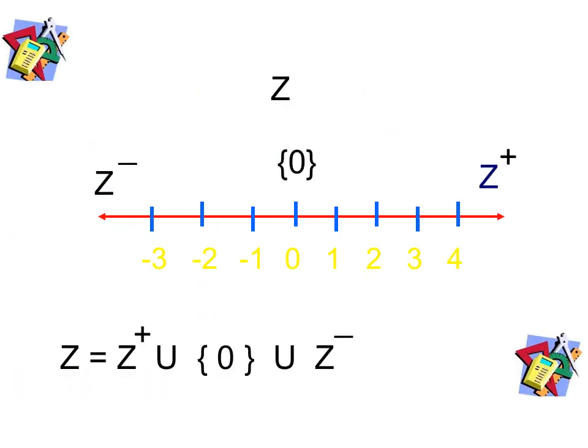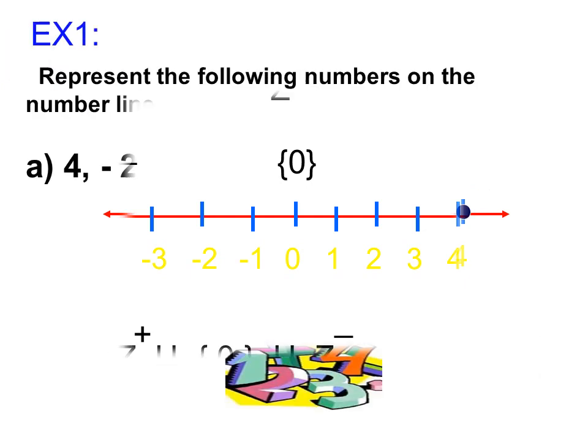Again, let's revise the set of integers Z, which is the mother which has 3 sons. Z positive, the set of positive numbers, union the set of 0, which is neither negative nor positive, union Z negative, the set of negative numbers. And don't forget that union means and.